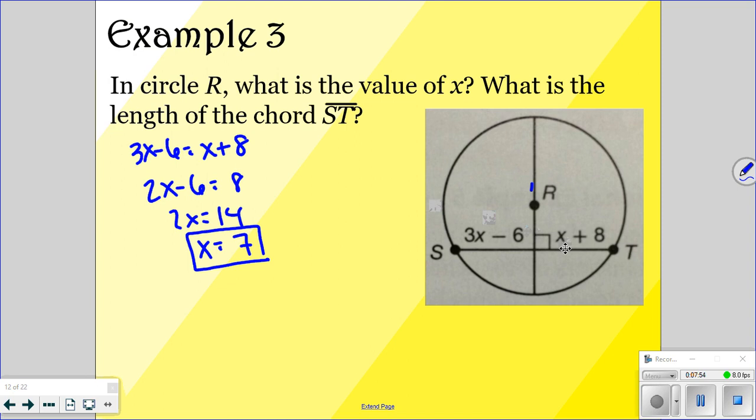And then if you plug in, this side length is going to be 15. So this side is also going to be 15. So the length of ST is going to be 30. So that would be your answer for that one.